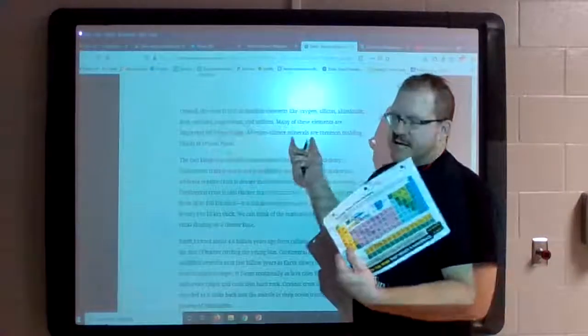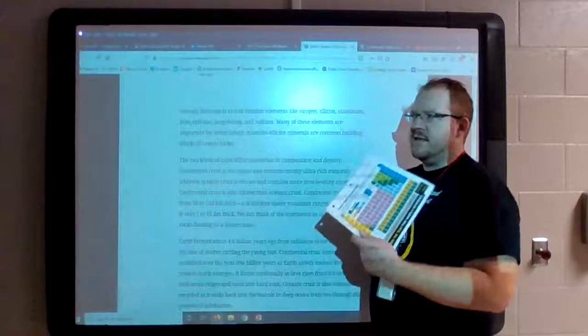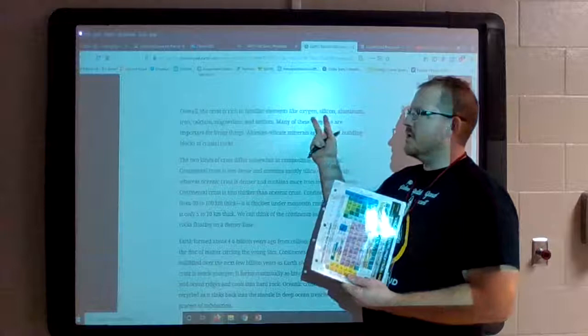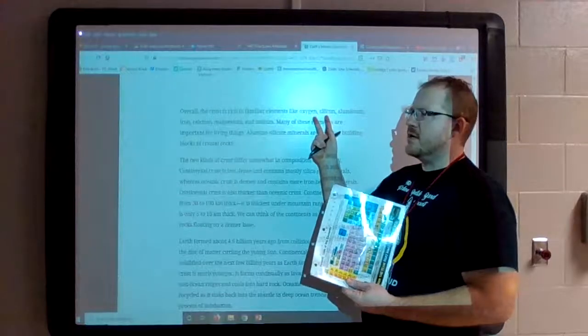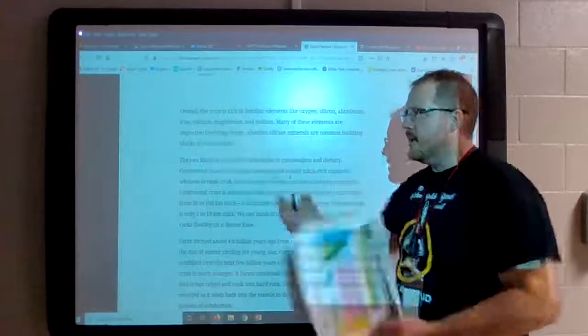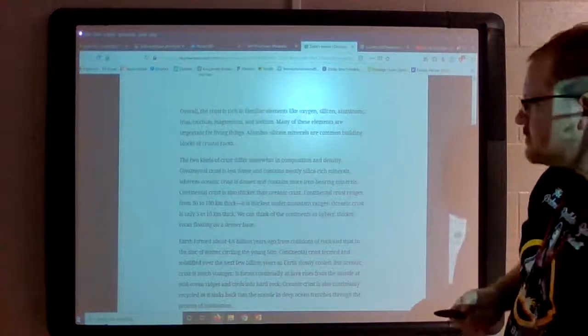There is some iron at the surface. It's just not the major portion of what's at the surface. Most of the surface rocks are made of oxygen and silicon, which are a lot lighter in weight than iron and magnesium and something like nickel.